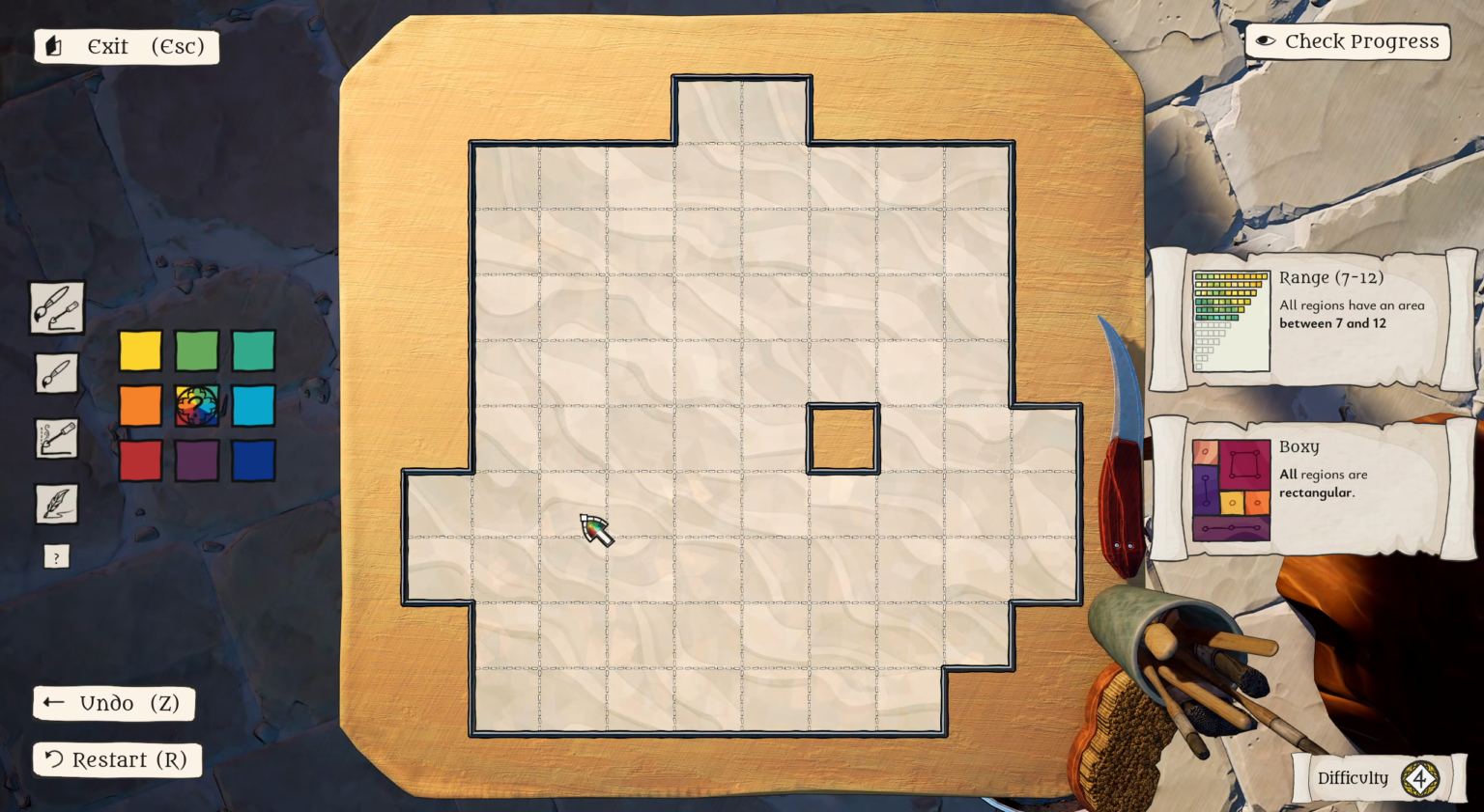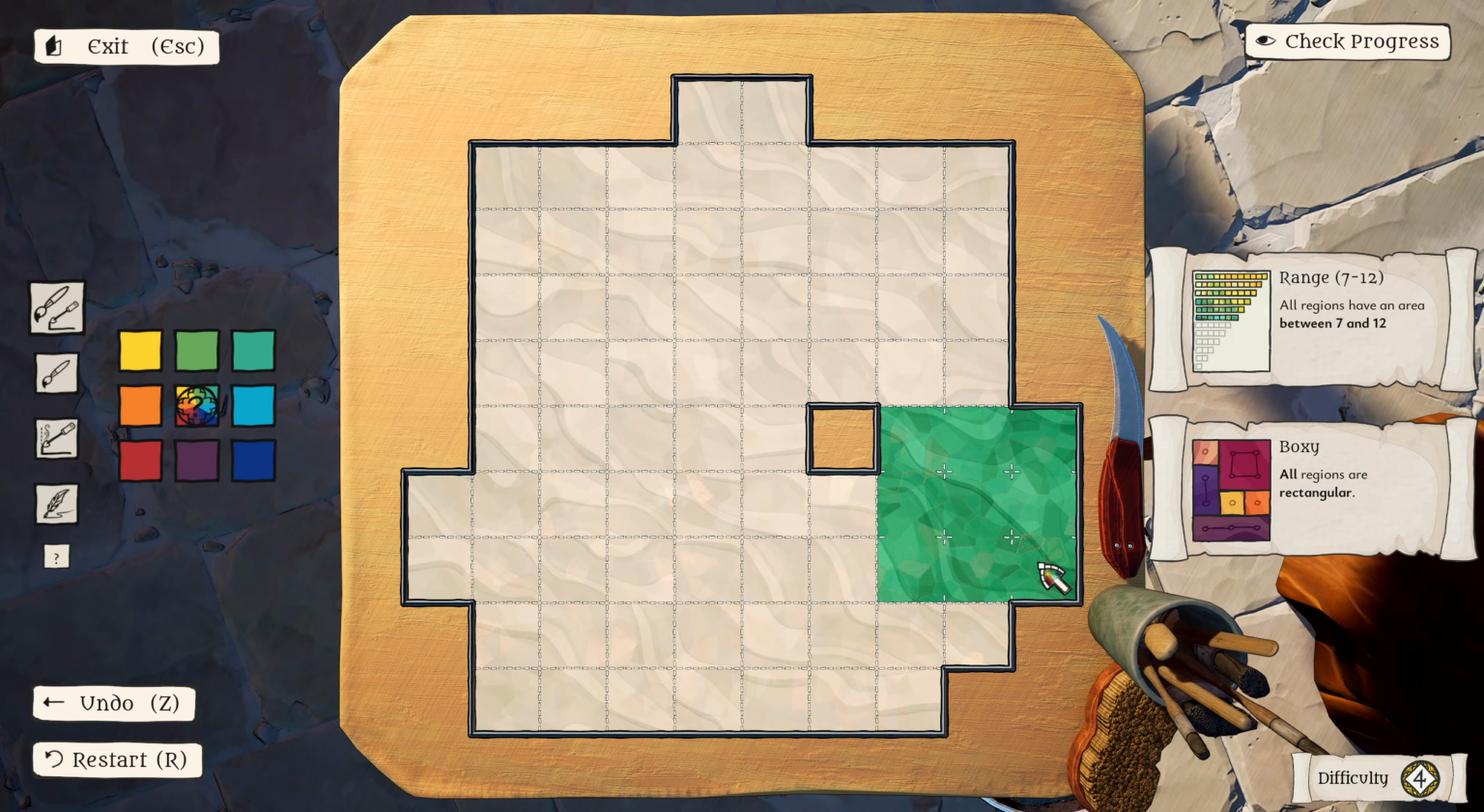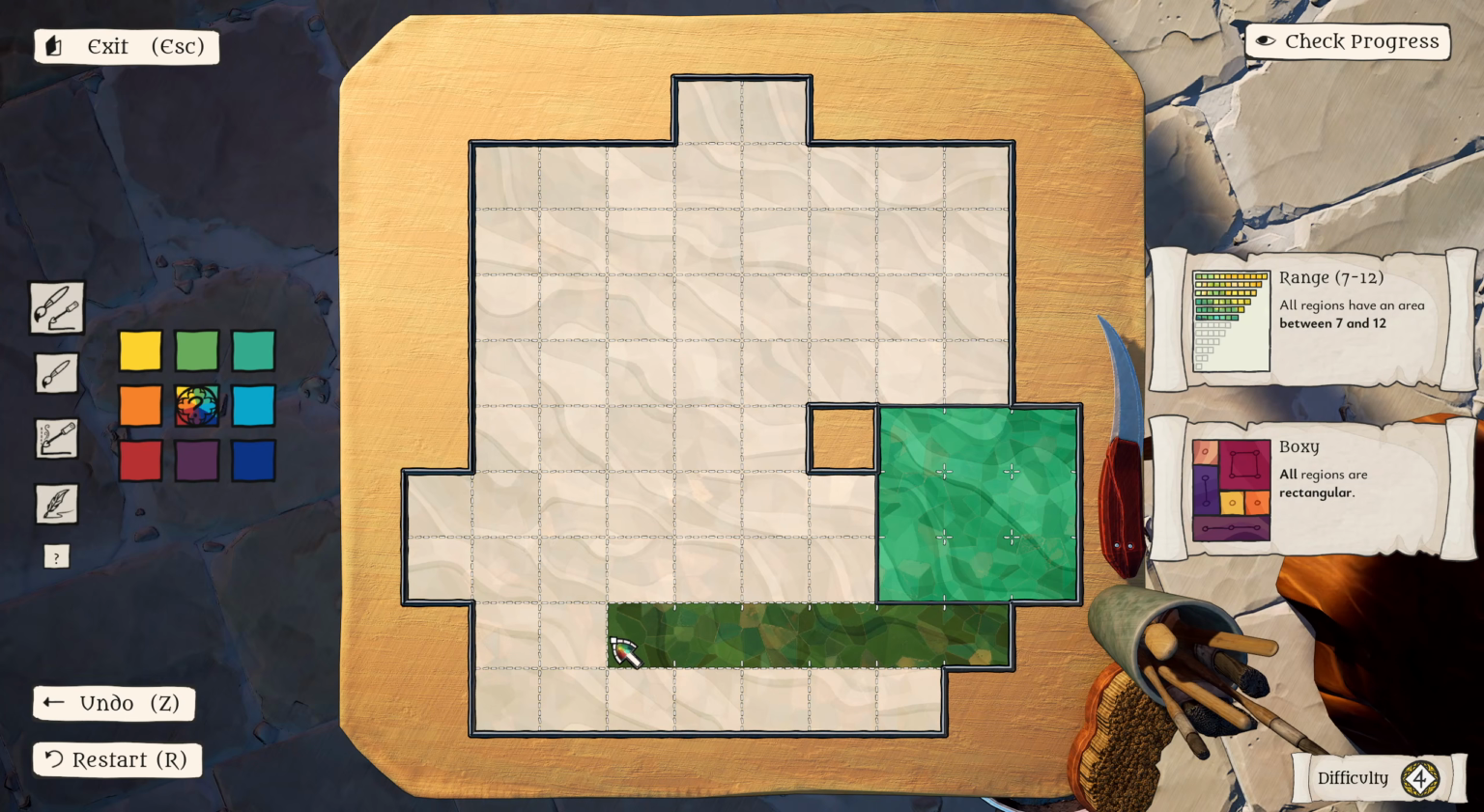Range 7 to 12. Boxy. Interesting. Okay, this can't be a 3. That can't be a 3. Therefore, does that have to be a 9? I think it does. Because this cell has to be part of something. It can't be part of that, and it can't be part of that. So therefore, it has to be part of that. Which means this has to be 1, 2, 3, 4, 5, 6, 7 at a minimum. Could be 8. Which means this is 7.